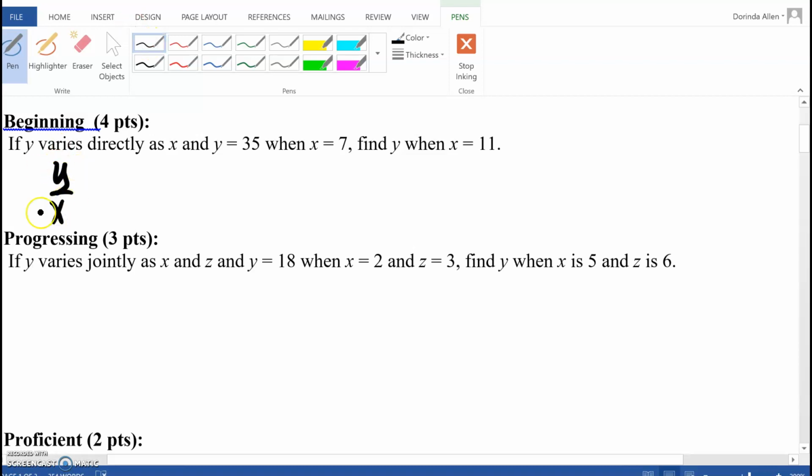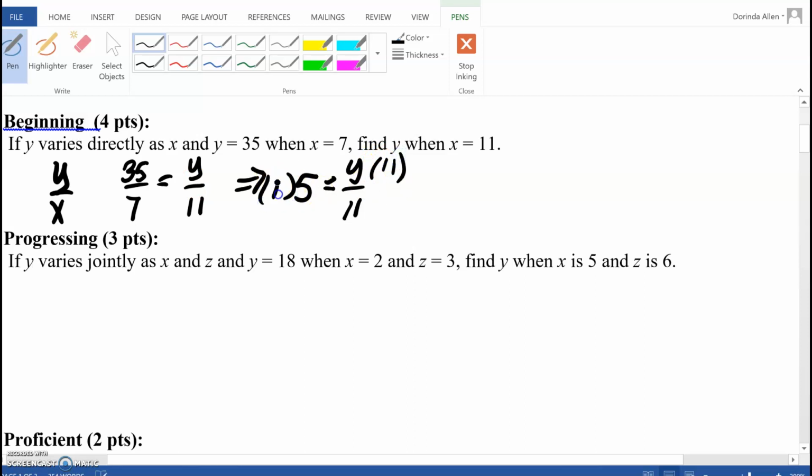y over x is our main equation. So if y is 35 when x is 7, then that should equal all y's over x. So we want to find y when x is 11. I reduce this side, so I'd have 5 equals y over 11, just so I'm not dealing with bigger numbers. You don't have to do that. You can just cross multiply from there. Multiply by 11. And you get y equals 55.